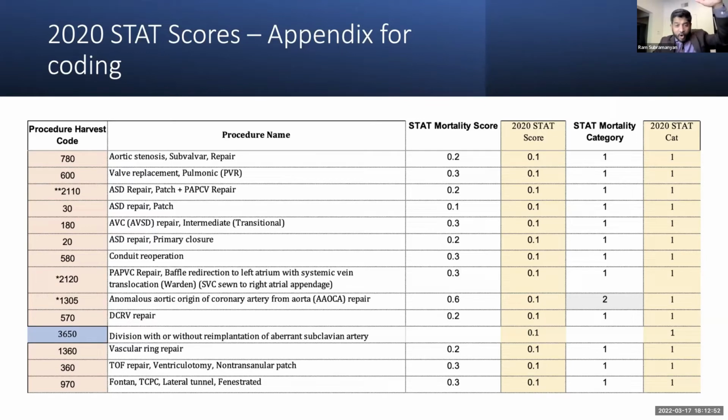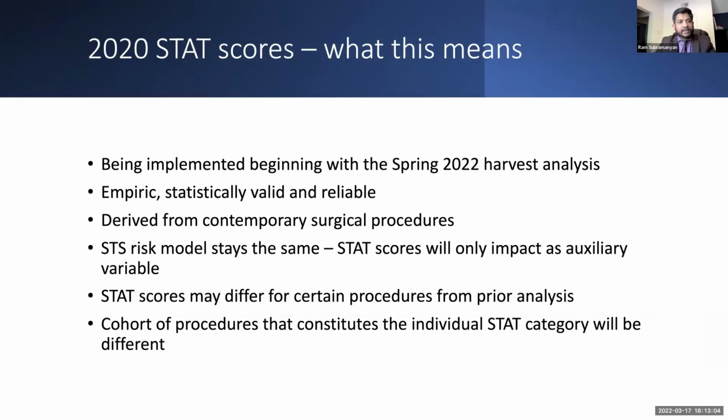We have this list for all 235 procedures. It's all going to be available for your data managers for immediate use. Next slide, please. So what does all this mean?